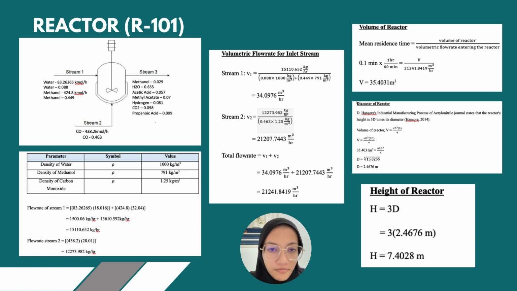2.4676 meter. And then for the height of reactor, H equals to 3 times of diameter. So 3 times of diameter that I got just now equals to height of my reactor. So it is equals to 7.4028 meter.